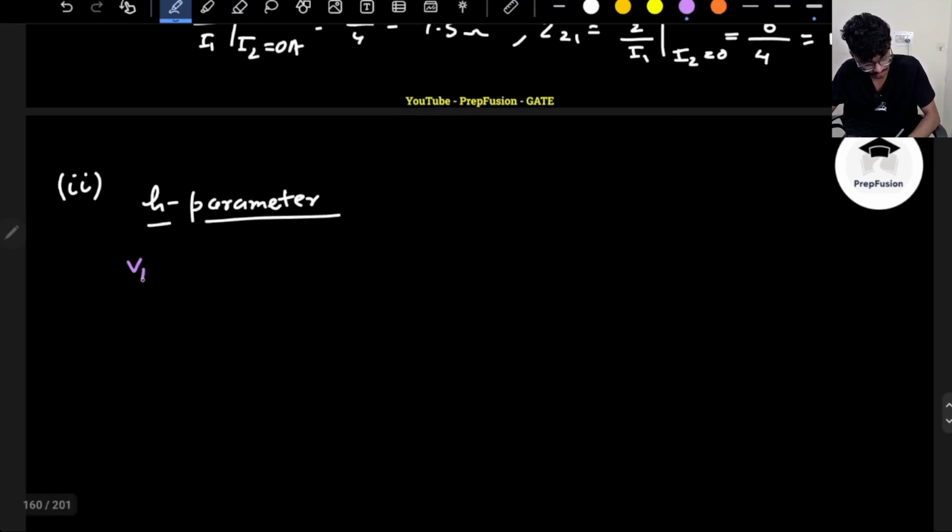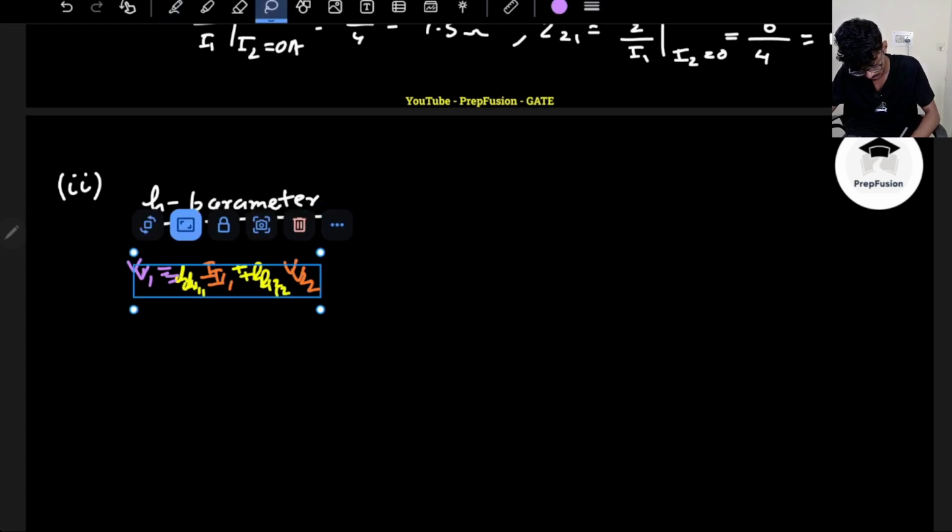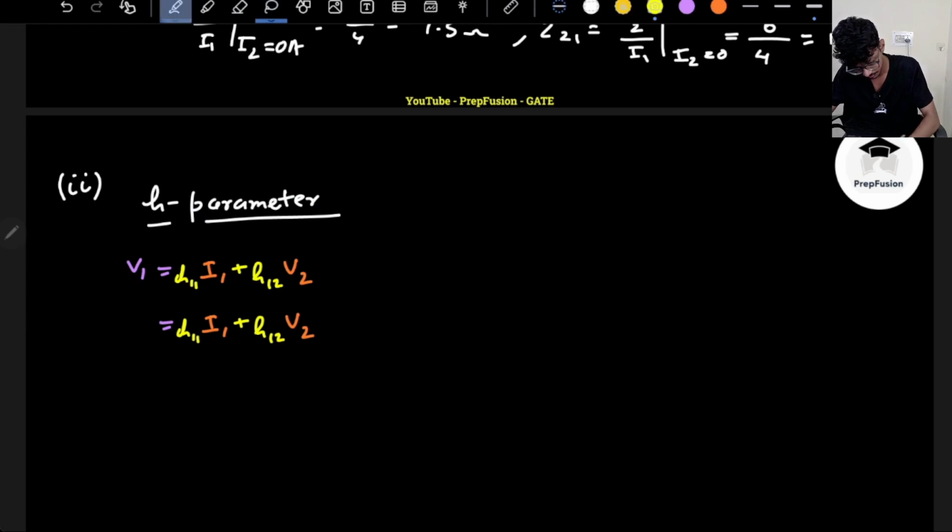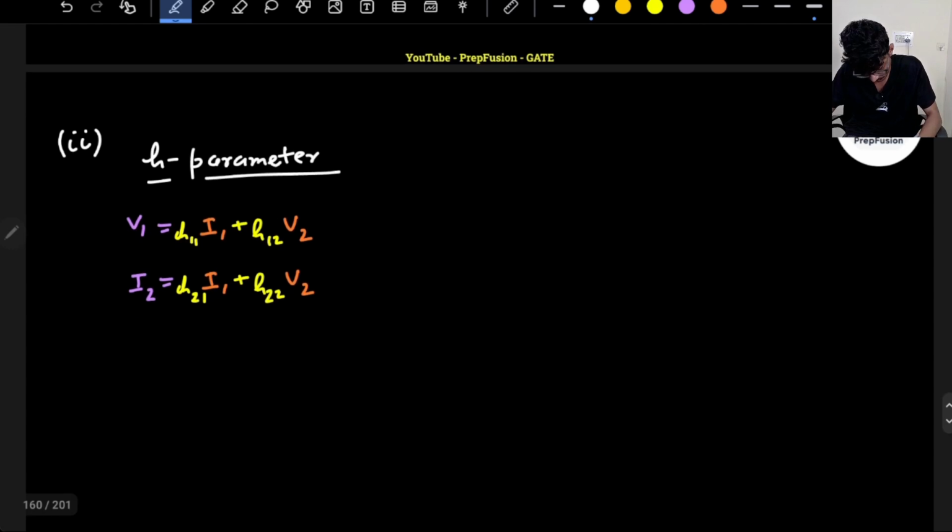here first of all I write V1, then of course I cannot write V1 here, I have to write I1, and as it is a mixed combination of current and voltage, this will be V2. Then I will replace this with H11 plus H12, and same thing I will copy here. Here instead of V1 it will be I2. This will be H21 and H22.